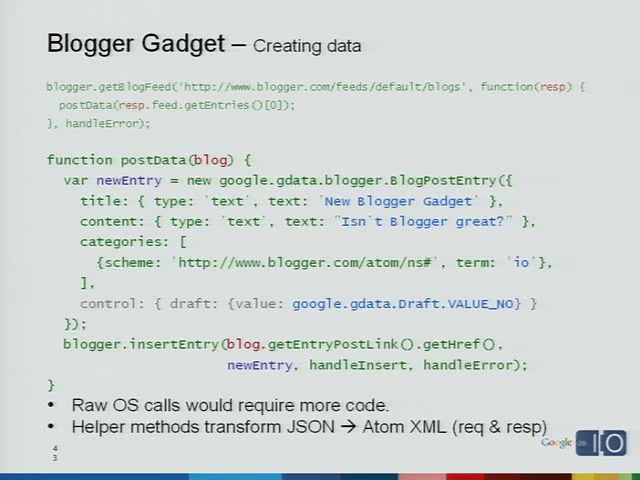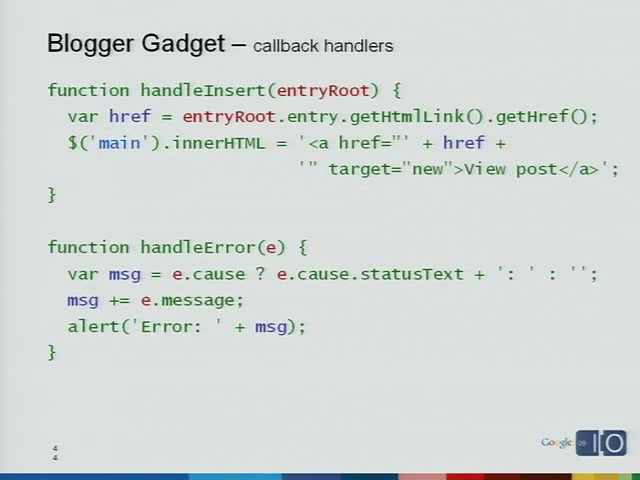So it's a little cleaner than the OpenSocial world if you're using Google Data APIs. This code would be much more verbose if you're using OpenSocial. Obviously, you can't take advantage of the library's functions if you're not using the library. And the library does the JSON to Atom XML and back to JSON for you. We'll do questions at the end. The handleInsert and handleError methods are both pretty simple, right? We're just displaying the link to the blog we posted to the user.